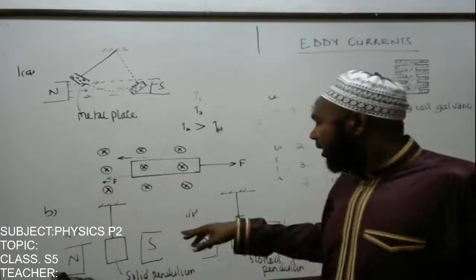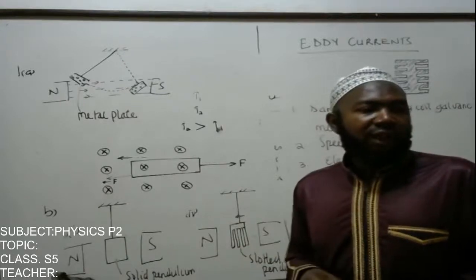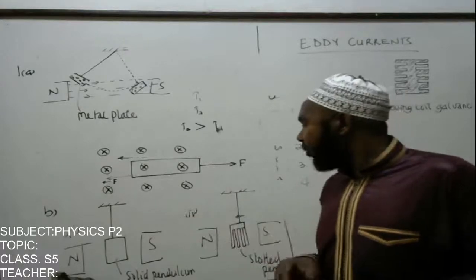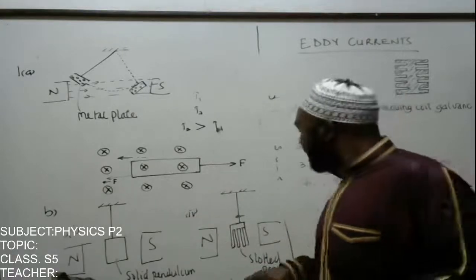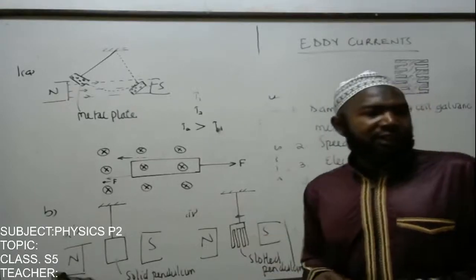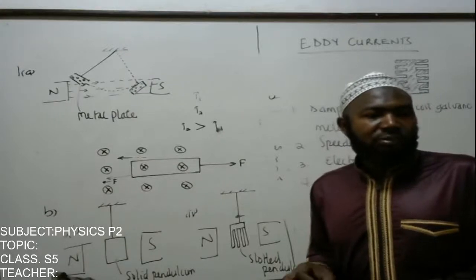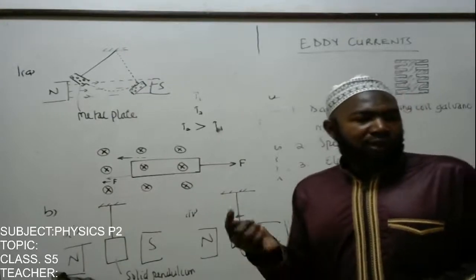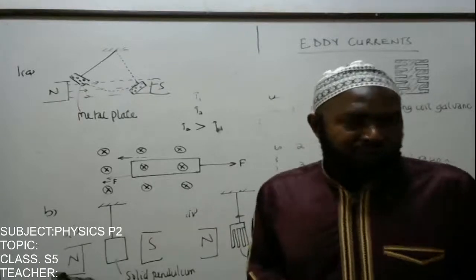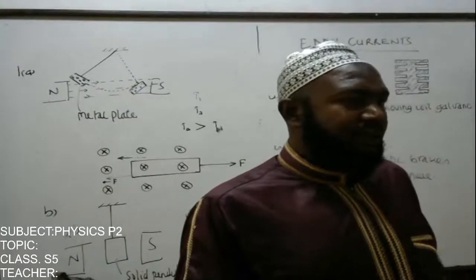And the fact that the other one is a solid pendulum, there is a large amount of eddy currents that are induced and therefore damps the motion very fast. Whereas for the slotted pendulum, we have laminated it and therefore the amount of eddy currents circulating in it is small, and therefore they offer less opposition to the motion, and therefore the motion continues for some time before stopping.